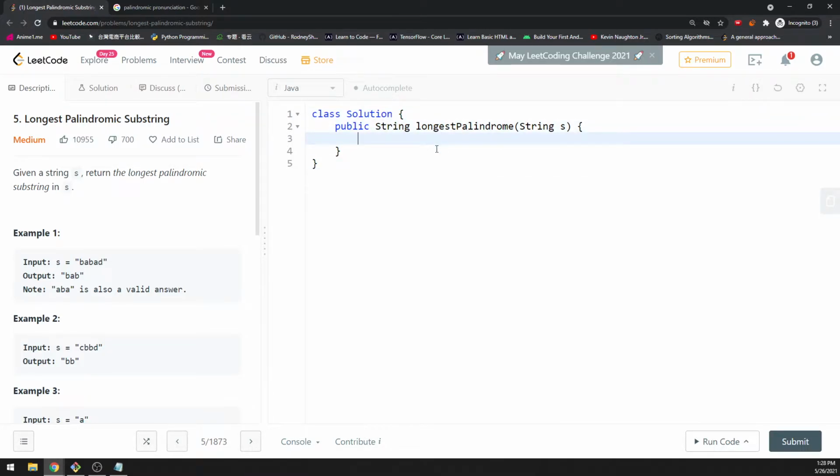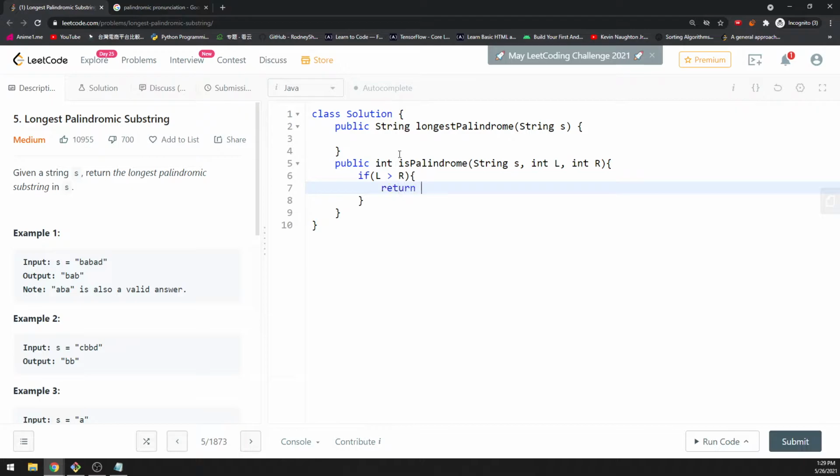So we need a function to help me find the substring of palindrome, true or false. So I do have the helper function. I would say isPalindrome. And I do have two pointers, one pointing at the left, the other one pointing at the right. So if left is greater than right, which is invalid, we return 0.